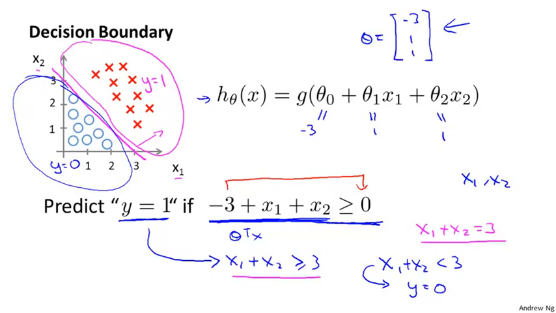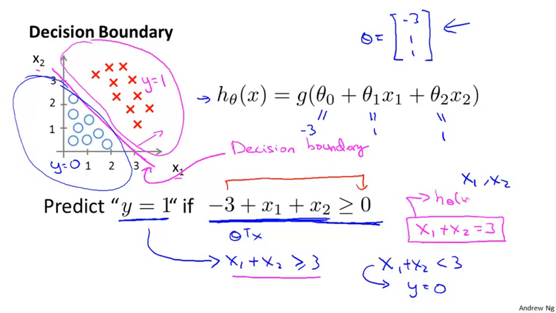It's really a half plane, but that region on the left is the region where our hypothesis will predict y equals 0. I want to give this magenta line that I drew a name. This line there is called the decision boundary. And concretely, this straight line, x1 plus x2 equals 3, that corresponds to the set of points where h of x is equal to 0.5 exactly. And the decision boundary, that is this straight line, is the line that separates the region where the hypothesis predicts y equals 1 from the region where the hypothesis predicts that y is equal to 0.